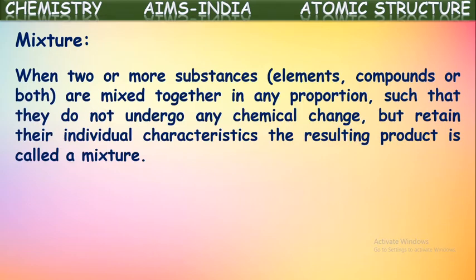What is a mixture? When two or more substances are mixed together in any proportion such that they do not undergo any chemical change but retain their individual characteristics, the resulting product is called a mixture. Yes, we said when sodium and chlorine combine to form sodium chloride, it comes under a pure substance because they are combined chemically in a fixed ratio. But when you combine two or more substances in any proportion and they do not combine chemically and their properties are retained, then the resulting product is called a mixture.